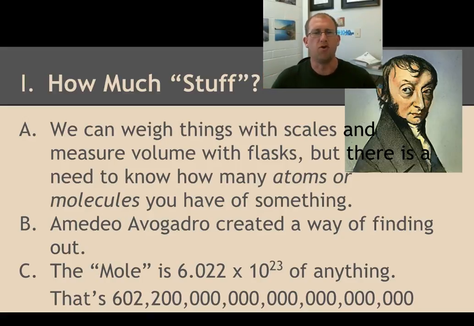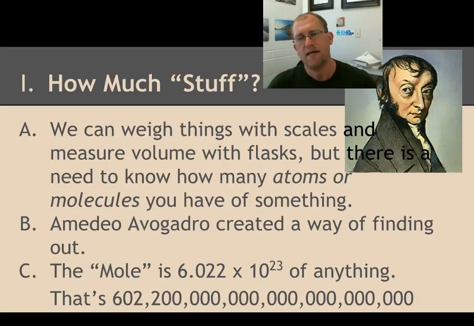Anyway, you can weigh large objects with scales and you can measure them with flasks, but sometimes you need to know not how much mass there is, but how many actual particles there are. So we're looking at a way of determining how many actual particles of some substance you have. And so this guy, Avogadro, and his name is just begging to be made into a song, and it has been, it's in the packet. Avogadro came up with a method of finding out how much of something there is.